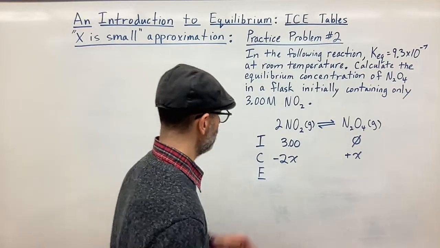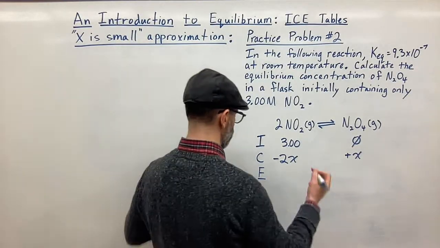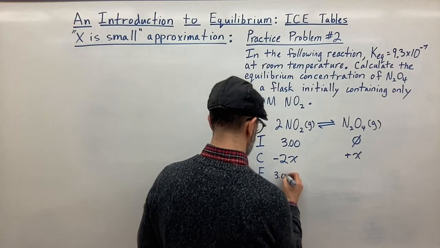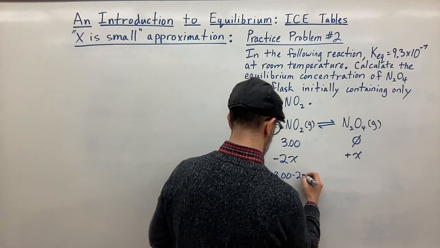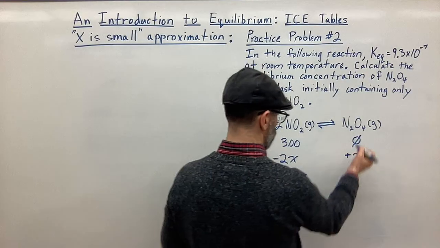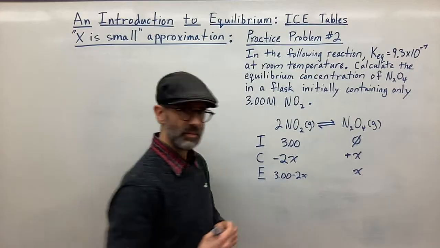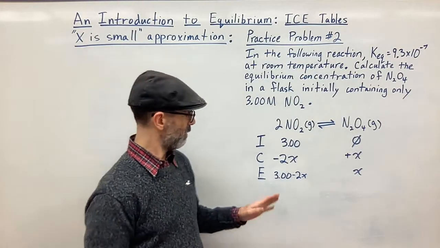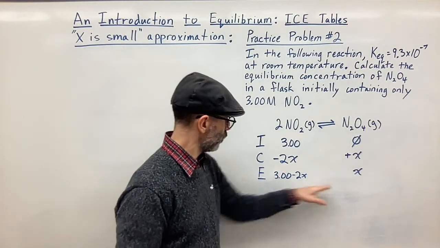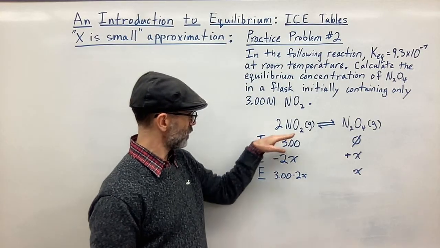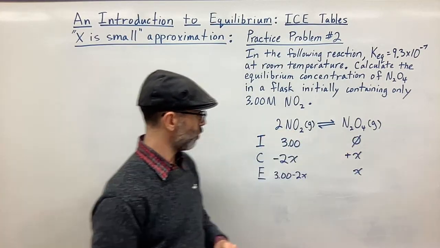Then I write the expressions for my equilibrium. This one's going to be 3.00 minus 2X. And this is going to be 0 plus X, which is X. So I've got my equilibrium expressions for the concentration of NO2 and N2O4.